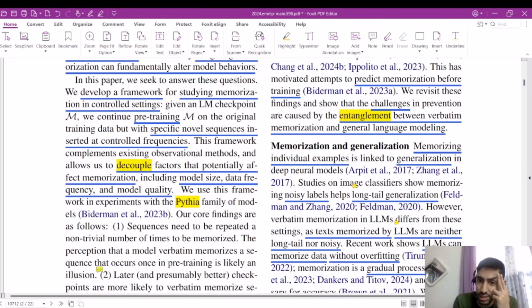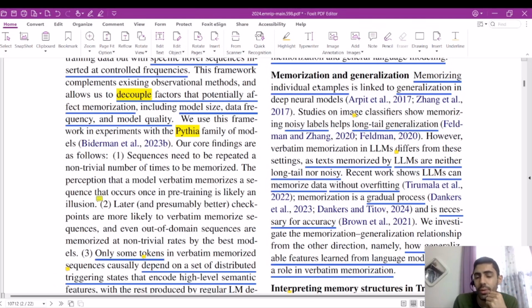Most interesting related work: memorization and generalization. Memorizing individual examples is linked to generalization in a deep neural network. It means it could actually affect the generalization ability of the language model. Studies on an image classifier show that memorizing noisy labels helps long tail generalization. In artificial intelligence and neural networks, we have noisy labels, some data that have been labeled in a wrong way.